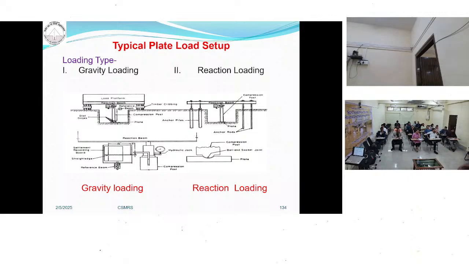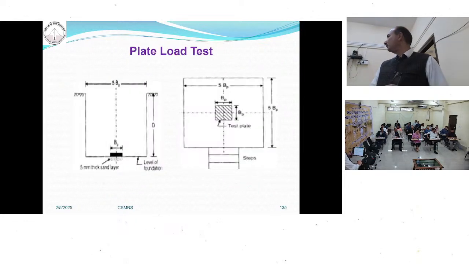When you apply the pressure in the jack, what will happen? It will try to lift here. Since there is gravity loading or reaction loading, the pressure will come on the plate. So this is the setup, 5 times the size of the plate.